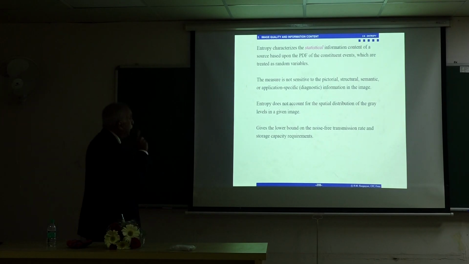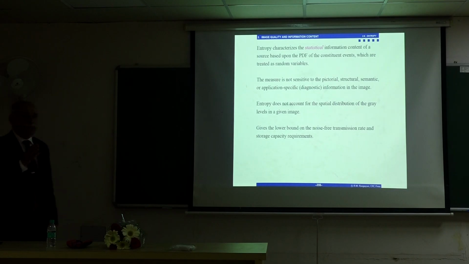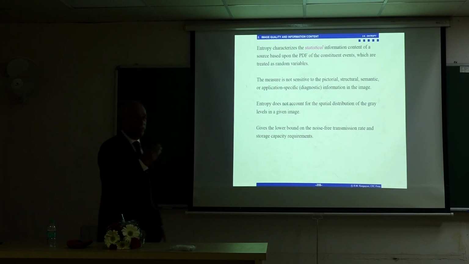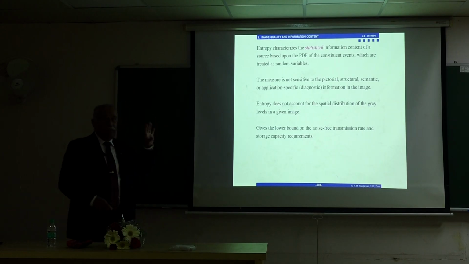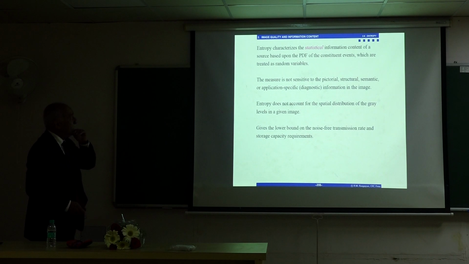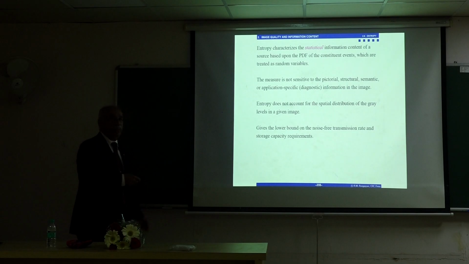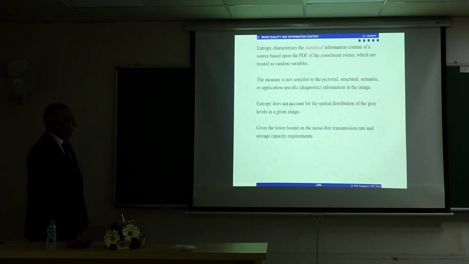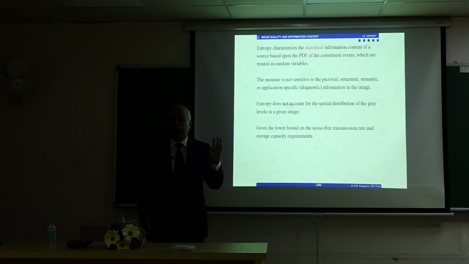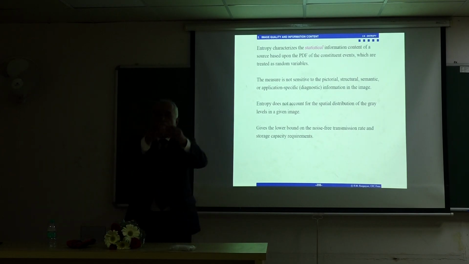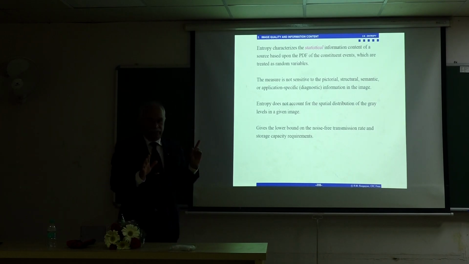So please note that entropy is a statistical measure of information. It has nothing to do with what is contained in the image in terms of structure or meaning or application. It's based on the PDF, the probability density function. It is not sensitive to pictorial, structural, semantic, or application or diagnostic information. It does not account for the spatial distribution of the gray levels in the image. The pixels could be anywhere, arranged whichever way. There is no spatial information.